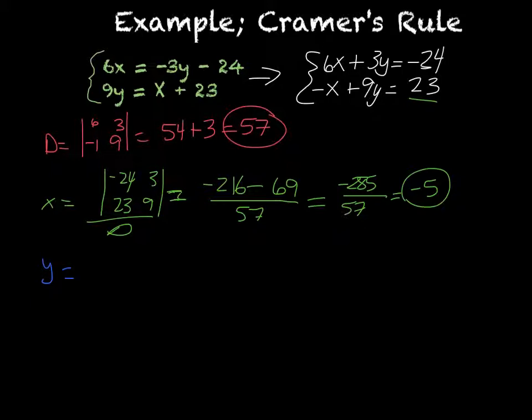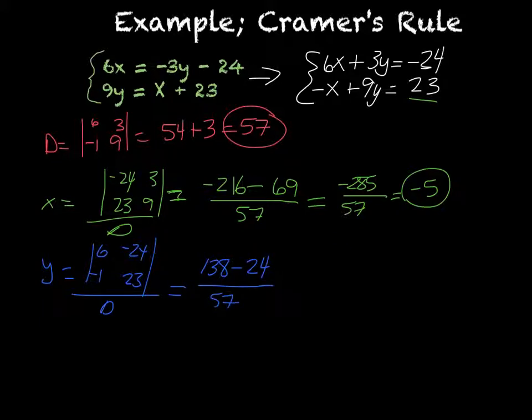Then y is going to be equal to replacing my y column instead of my x column. So I'm still going to have 6 and negative 1, and then I'll have my negative 24 and my 23 in my y column, divided by D. 6 times 23 is going to give me 138, minus negative 1 times negative 24, which will be a positive 24, so minus 24, over 57. 138 minus 24 is 114 over 57. Divide that out and you get 2. So your final answer is negative 5, 2.